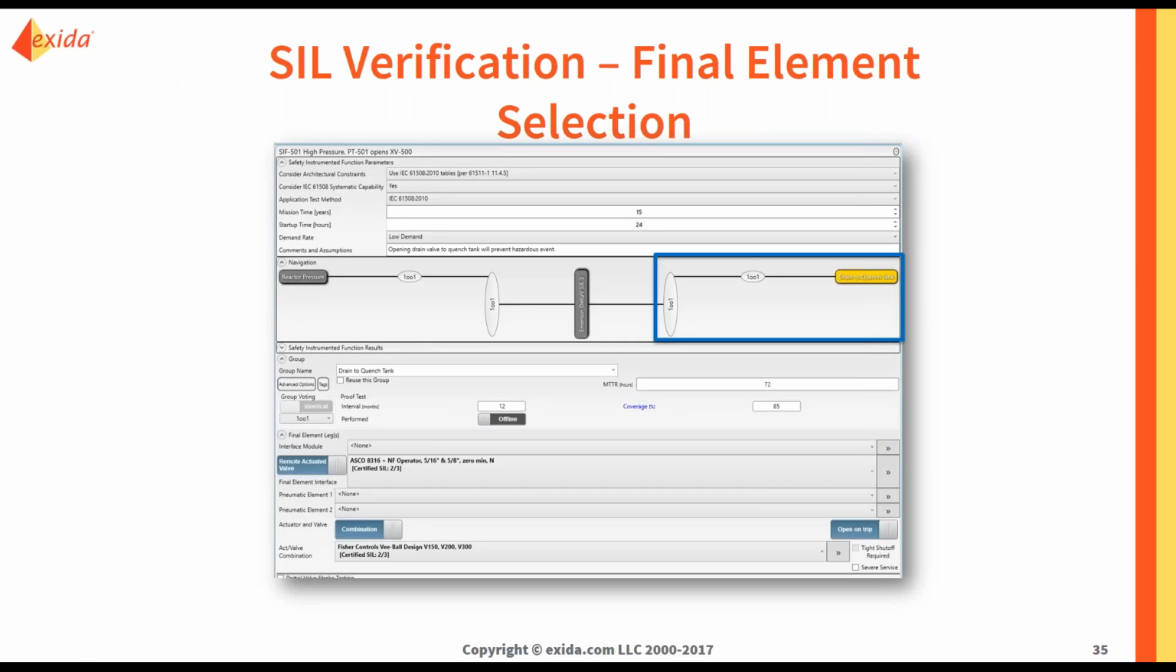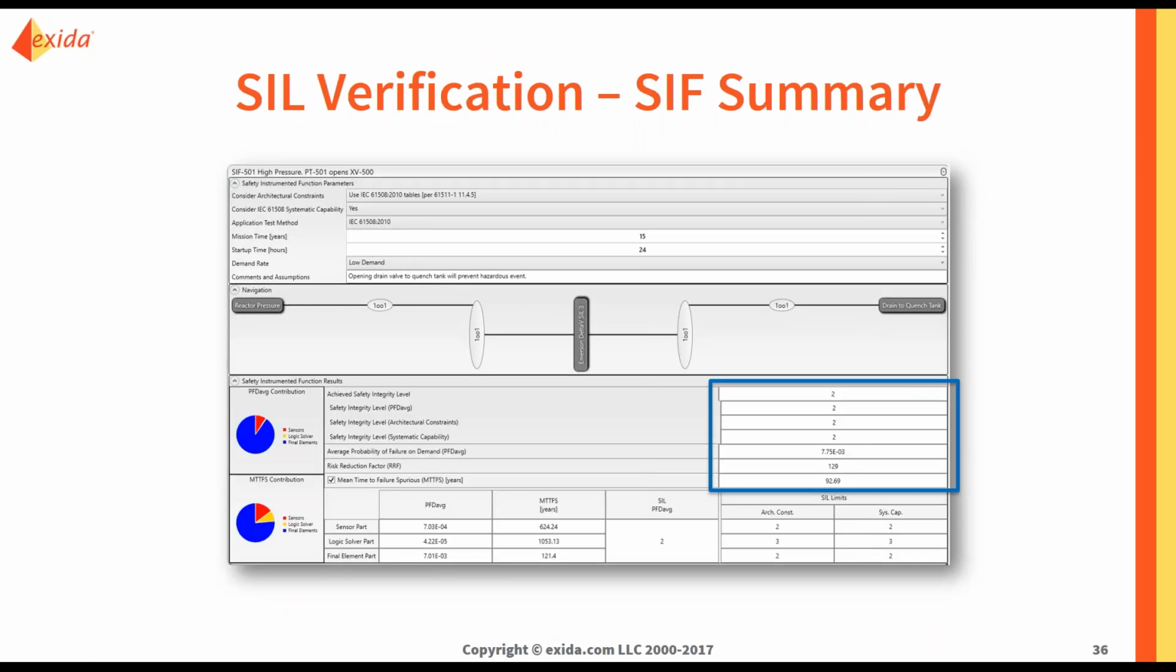Here you're choosing a remote actuated valve, so you have your solenoid specified and then an actuator valve combination. You're going to specify, is it open or closed on trip? There's a lot of parameters that go into the tool to eventually determine your results.